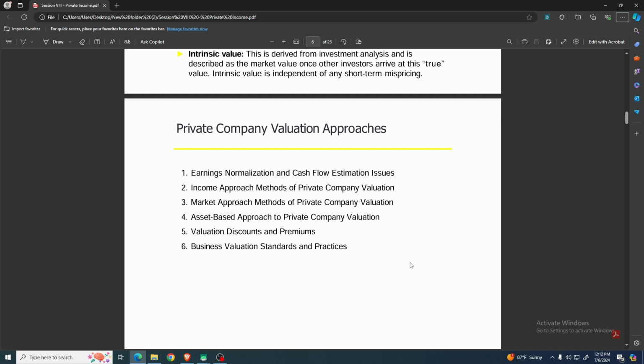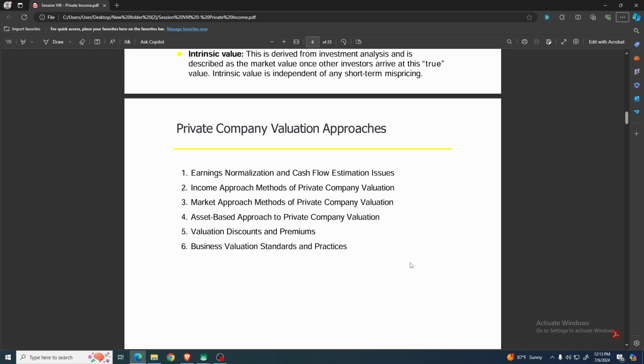For example, a minority stake in a private company might be discounted due to the lack of control and marketability compared to a controlling stake. And then finally, you have the business valuation standards and practices. Adhering to established standards and practices ensures that valuations are conducted consistently and accurately. These standards are set by professional bodies to guide the valuation process.